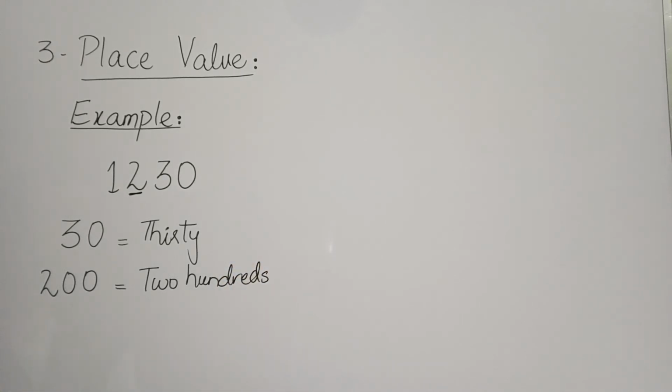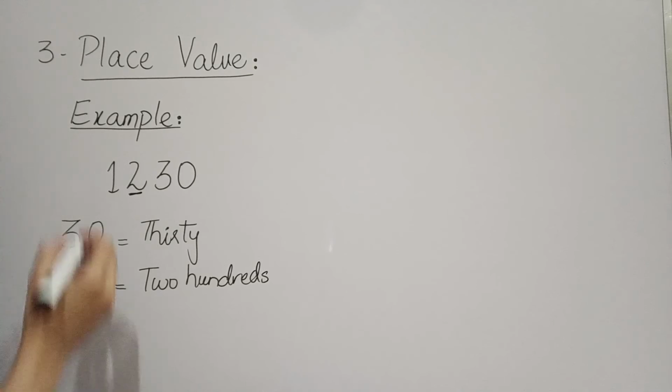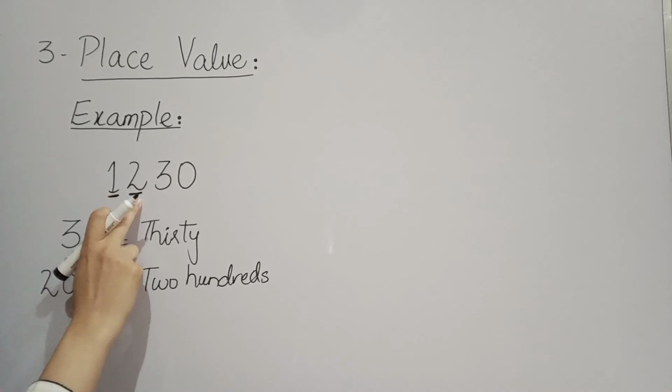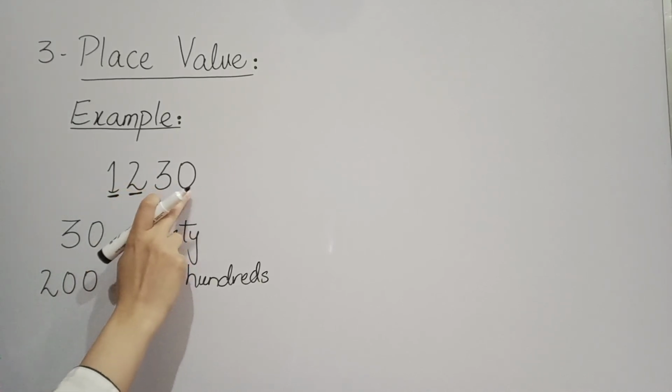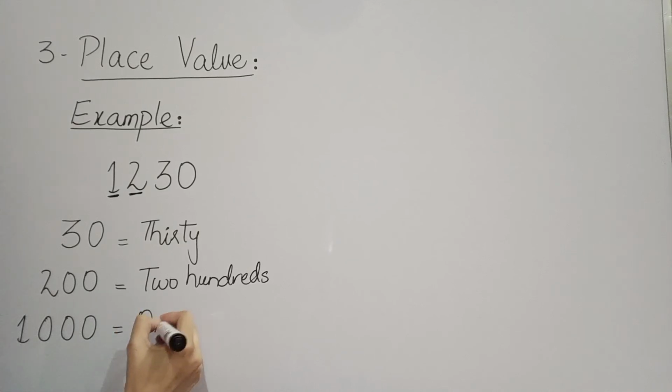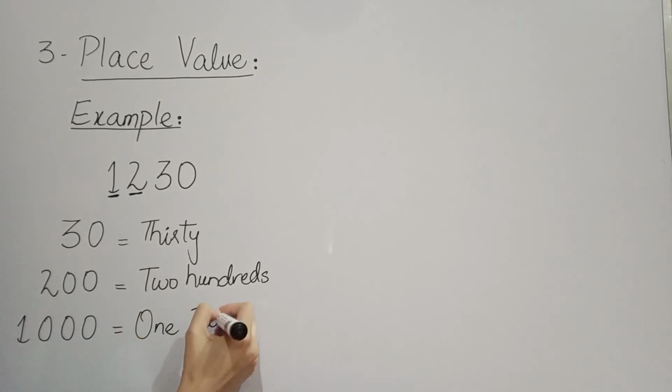Now, if we need to find the value of digit 1, we will count the digits after the digit 1. Let's count 1, 2, and 3. So there are 3 zeros. We will add 3 zeros after the digit 1, which will make it 1000.